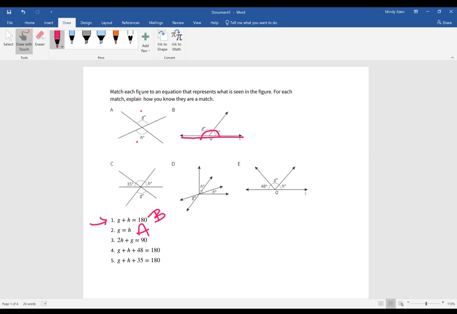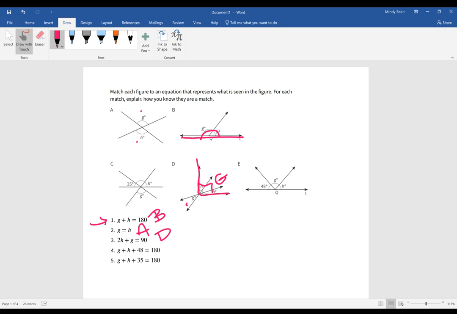All right, number three says 2H plus G equals 90. So 90, I remember, was a right angle, and I need to have two H's and G. So I'm looking for three angles that add up to be 90. So let's look at C. Well, I don't have two H's. Let's look at D. I've got two H's. I've got something missing in G, but remember, these are vertical. So if that's G, this is also G. And I know all of these together equal that box, which means they equal 90. So number three is D.